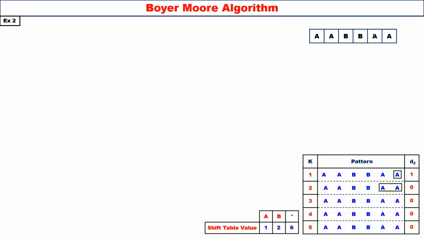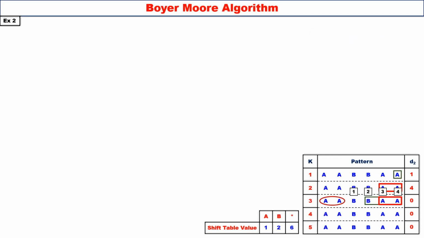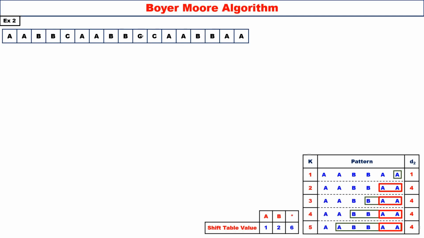Step 2. AA, is it found as the prefix? Yes, it is found completely as the prefix. Therefore, 1, 2, 3, 4, 4. BAA, no. The last part of the suffix AA is found. Therefore, it is 1, 2, 3, 4. Again, BBAA, last part of the suffix is found. 1, 2, 3, 4. Again, last part of the suffix is found. 1, 2, 3, 4. So now we have constructed the D2 table also.